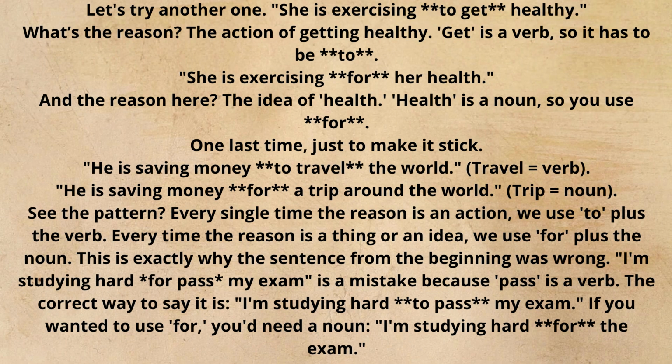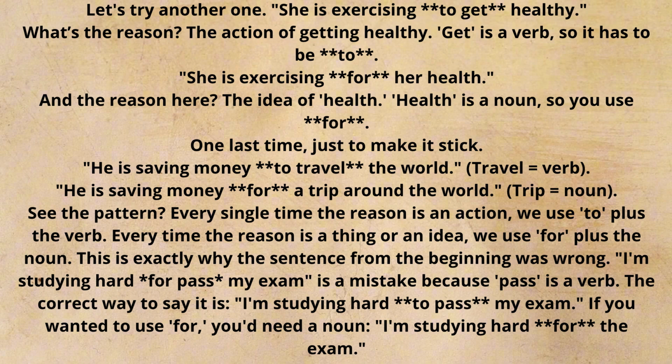Let's try another one. She is exercising to get healthy. What's the reason? The action of getting healthy. Get is a verb, so it has to be to. She is exercising for her health. And the reason here, the idea of health. Health is a noun, so you use for.